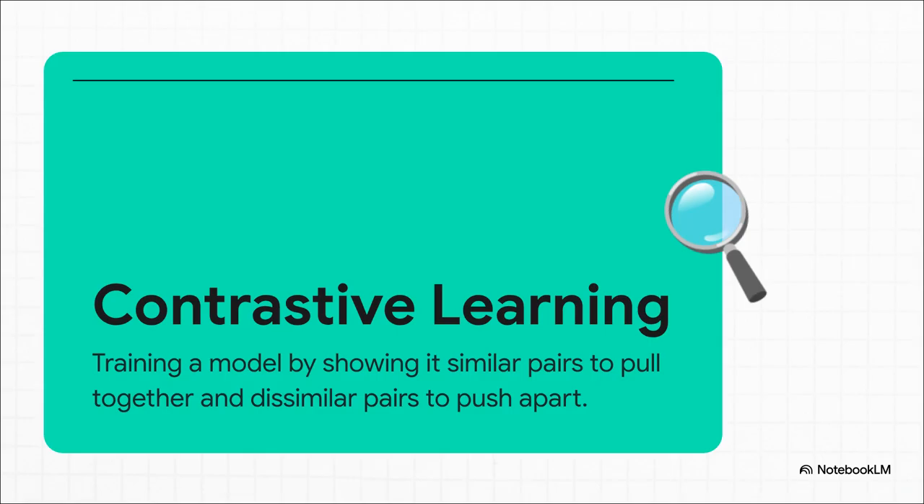And that idea right there, that is the heart of a really powerful technique called contrastive learning. We teach the model what something is by showing it what it's not. We don't just show it a picture of a dog, we show it a dog, and we also show it a cat and explain why it's not a cat.